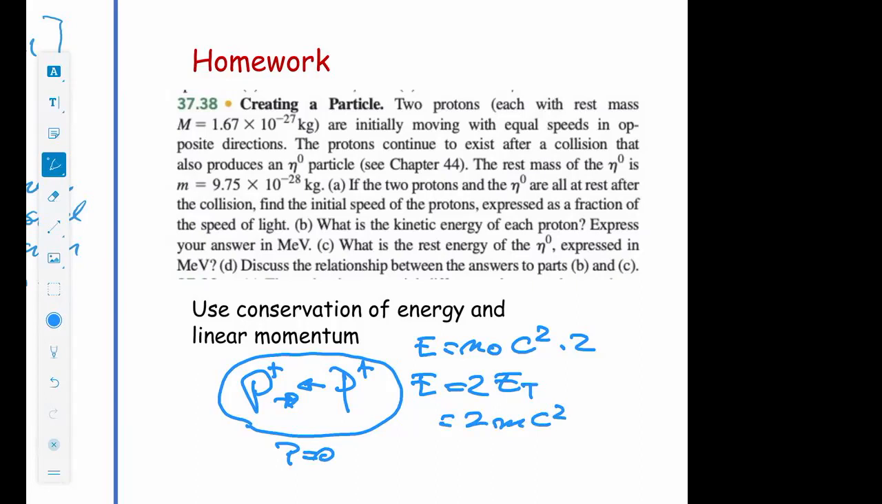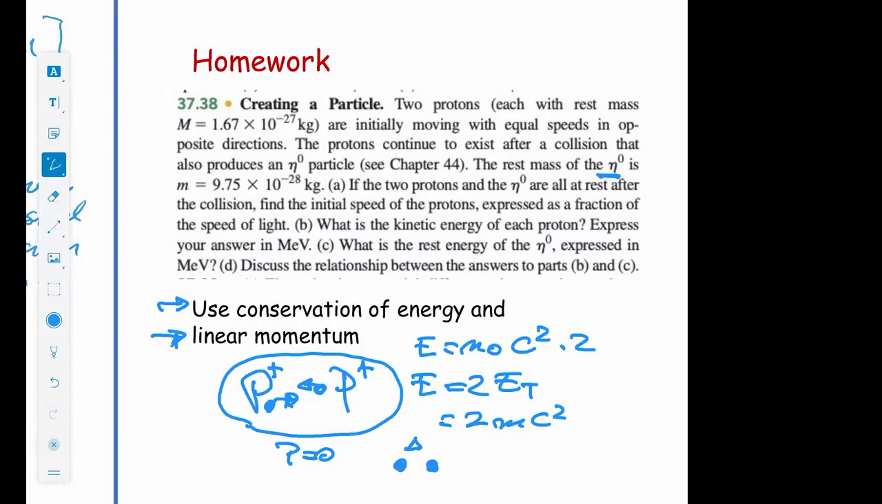Okay, so now you have to do the conservation of energy and the conservation of linear momentum to find out what would be the energy to create a particle that's called an N naught, if the two protons and the N naught are at rest after the collision. So before the collision, we have zero total momentum and a certain amount of energy, and at the end, we have two standing protons. But again, I have an invited guest to the party, which is another particle that is also at rest. Why is it at rest? Because the total initial momentum from this collision is 0, so I expect the total final momentum to be 0.